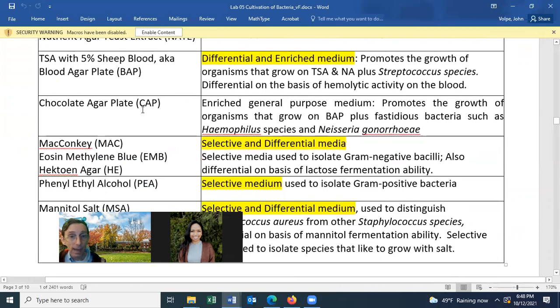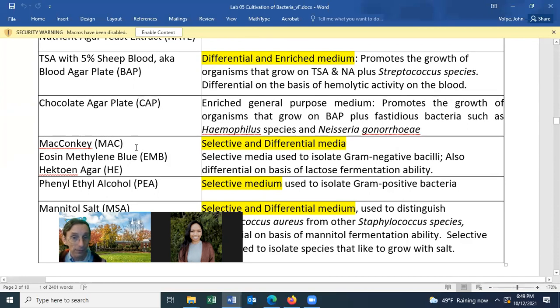Chocolate agar or CAP is only an enriched media. It is the same as BAP, meaning blood agar. It's just that we add the blood when the agar is still quite hot, right out of the autoclave, and that lyses the red blood cells. And that gives it a brown color, and it's called chocolate just because it's brown. Chocolate agar because it's brown.